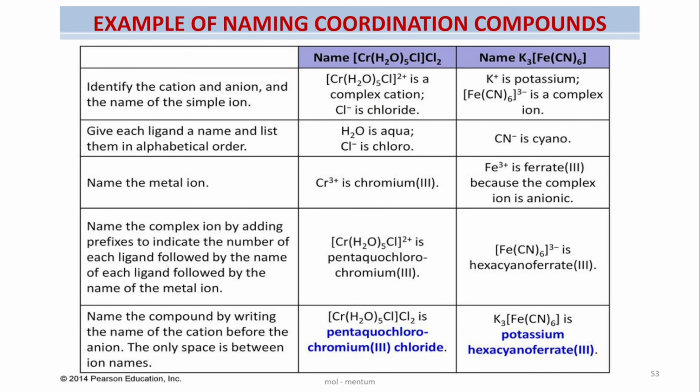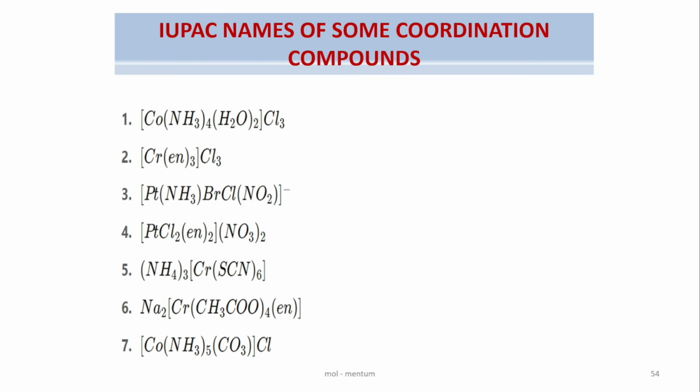So this is just the overview, step by step, of how to name any particular compound. We have two cases, this complex 1 and this one 2. Step by step is given how we arrive at these two final names. So these are the questions for practice.